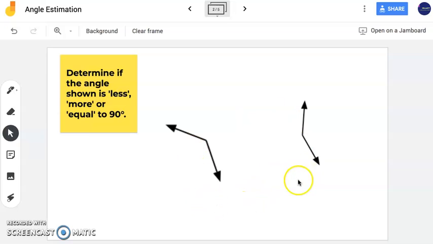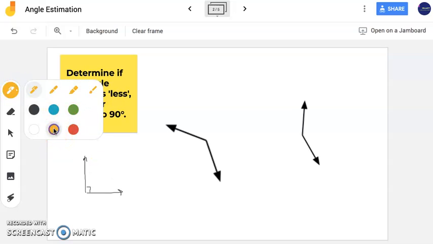You will be seeing angles like this, and it's going to ask you to determine if the angle shown is less, more, or equal to 90 degrees. Now, when I hear 90 degrees, I automatically think of that perfect L. As a reminder, this is exactly what a 90-degree angle looks like. I like to use this L as my little marking point to determine if my angle is greater or less than 90 degrees, or equal to it as well.